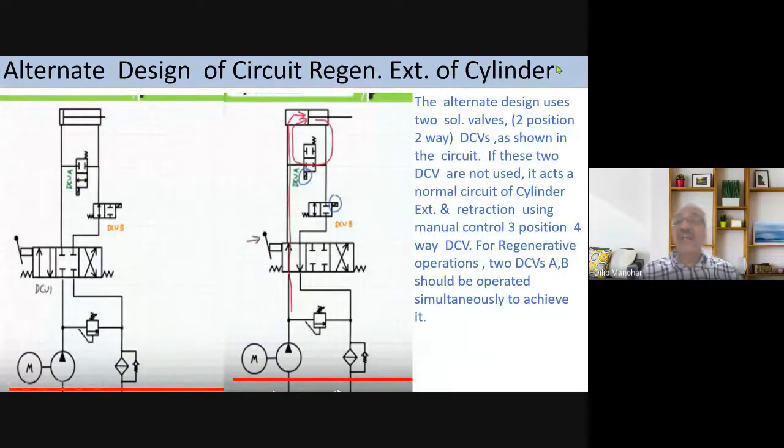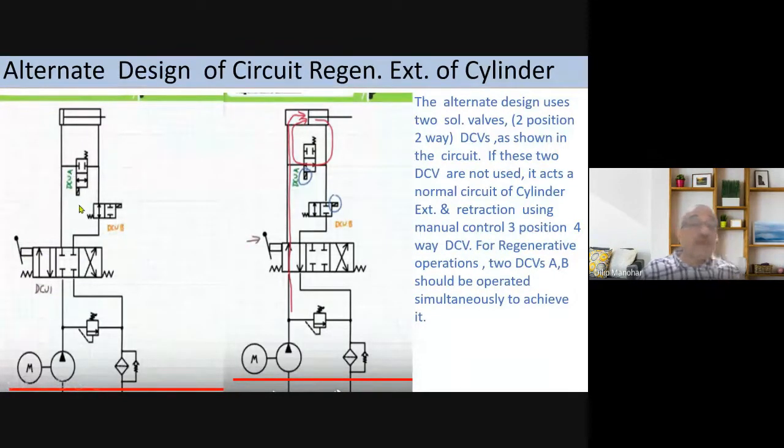So here there are two solenoid valves, two-position, two-way, kept this way and this way. They are used in a synchronized way. Suppose we don't use these two direction control valves, it will be a normal circuit of extension and retraction. Now we will use the manual control in this position. Now use this method, use the two direction control valves.